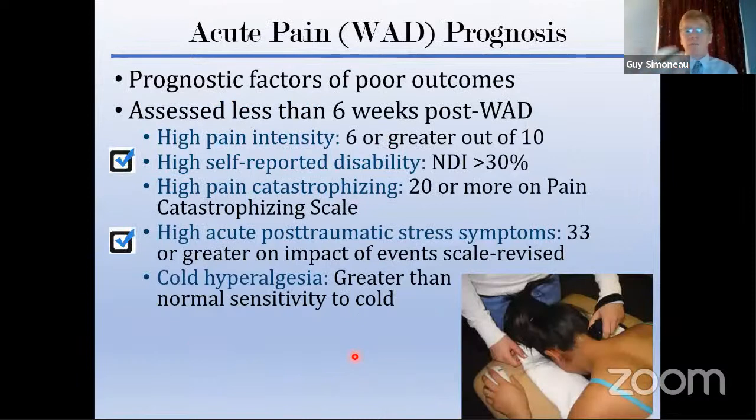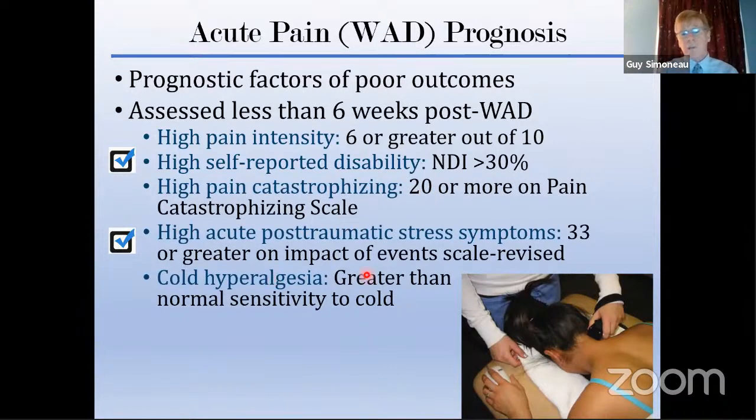So for those people in that gray zone, we already talked about the role of the NDI and the Impact of Event Scale, so we can add additional information. If they have high pain intensity, defined as 6 or greater out of 10, they're leaning toward the people that will have moderate to severe disability long-term. If you use the Pain Catastrophizing Scale and they have 20 or more on that scale, they're leaning toward people with moderate or severe long-term disability.